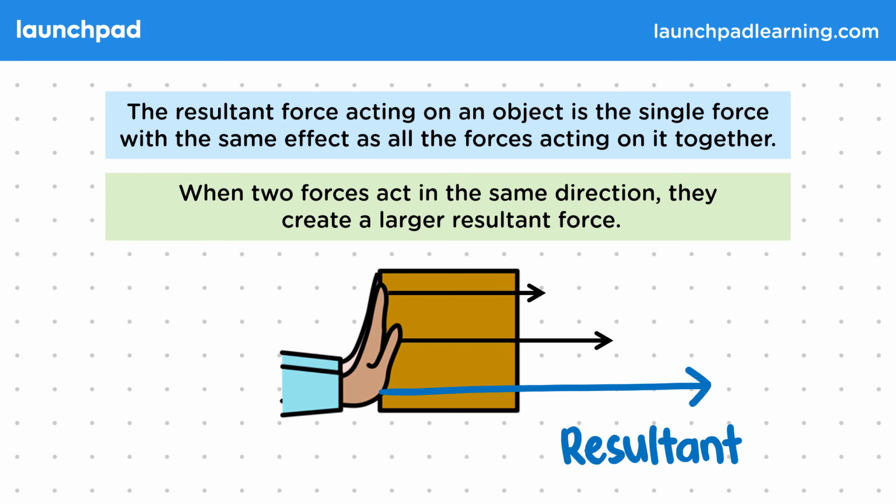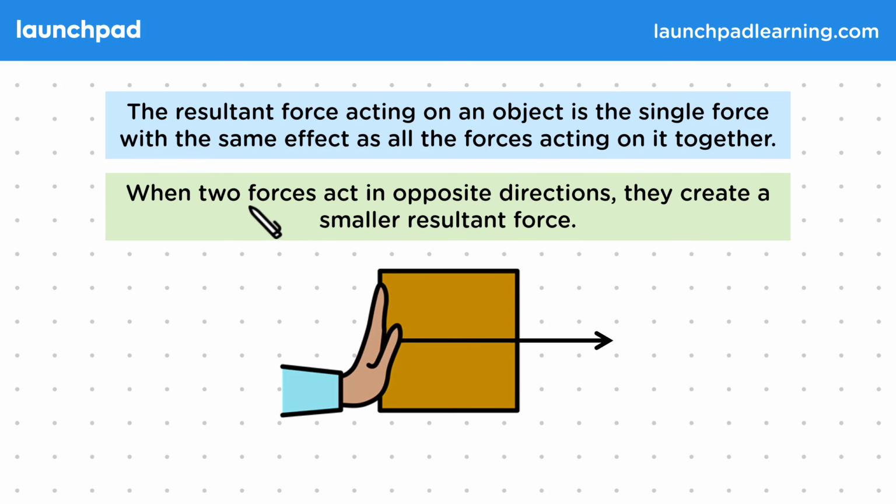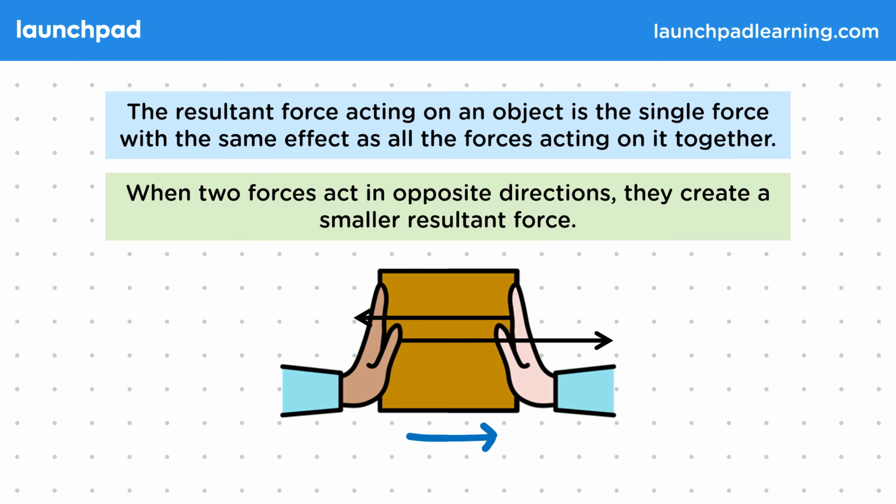But what if the second person pushing the box is doing so in the opposite direction? When two forces act in opposite directions, they create a smaller resultant force. So if the second person is pushing the box in the opposite direction, this leads to a smaller resultant force, as the two people try to push the box in opposite directions, and the bigger force eventually wins.